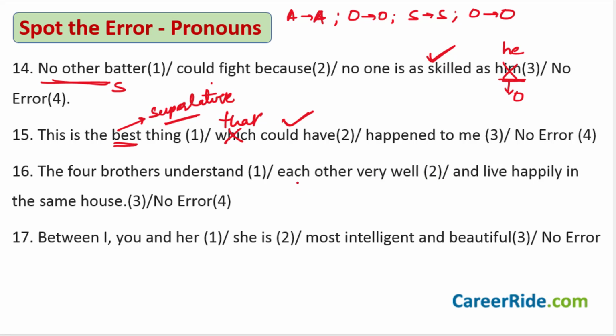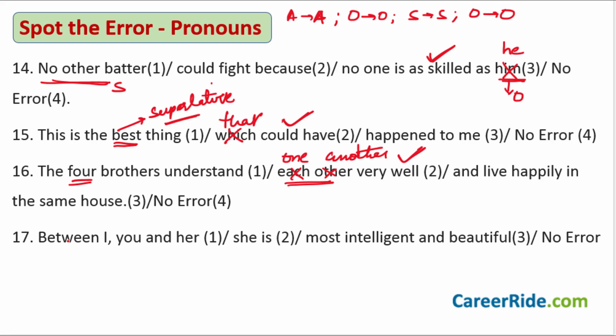Certainly there is a mistake. The mistake is this: each other. Why? Because we are talking about four brothers here. So in this case, it should not be each other. It should be one another. Right? It should be one another. In the previous sentence, sentence number 16, it is the second part of the sentence that has got a mistake in it.